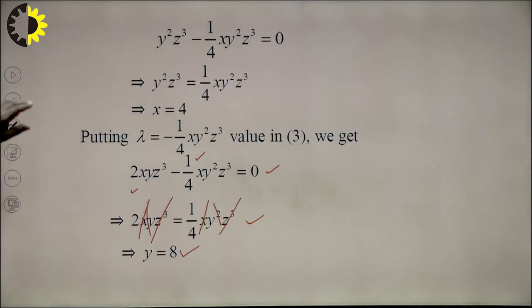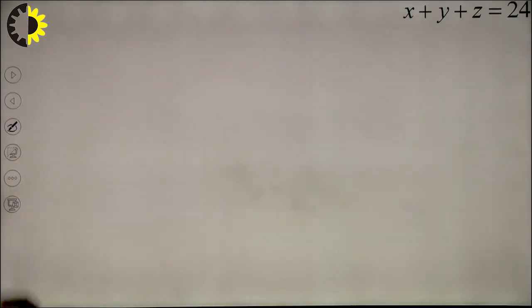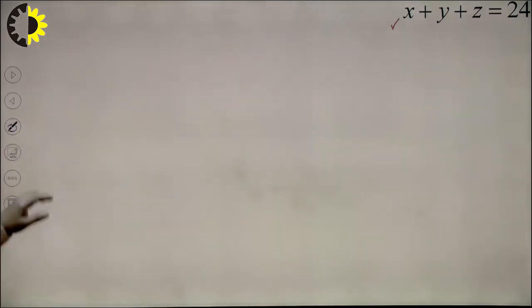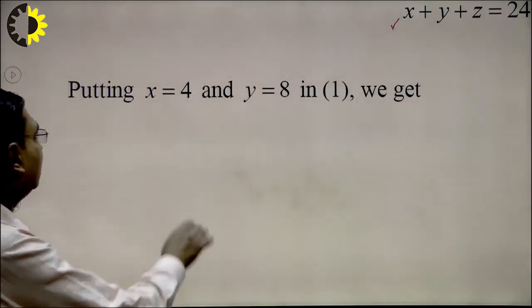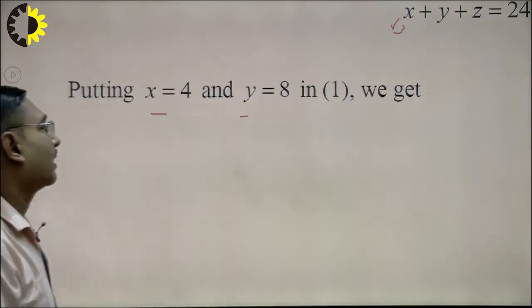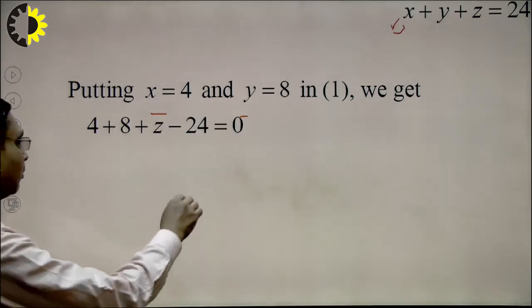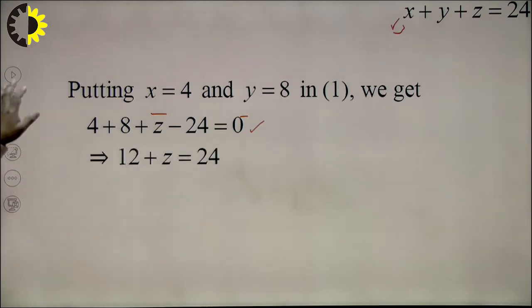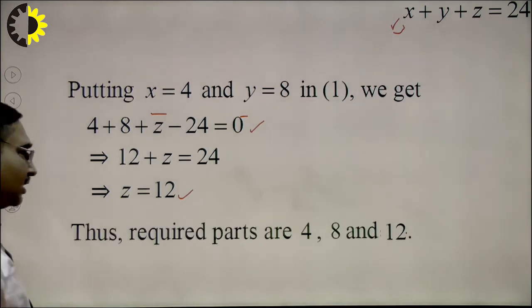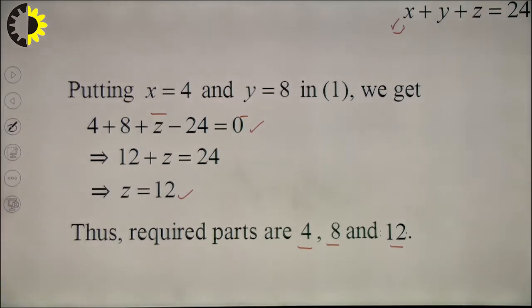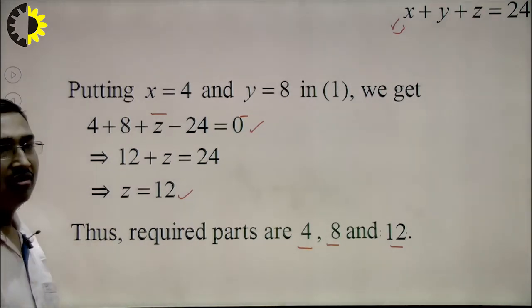Now x is calculated, y is also calculated. The relation among x, y and z is x plus y plus z equal to 24. So substituting x equal to 4 and y equal to 8 in this relation, we obtain 4 plus 8 plus z minus 24 equal to 0, and it gives the value of z equal to 12. Thus the value of x is 4, the value of y is 8, and the value of z is 12, which are the required parts of the number.